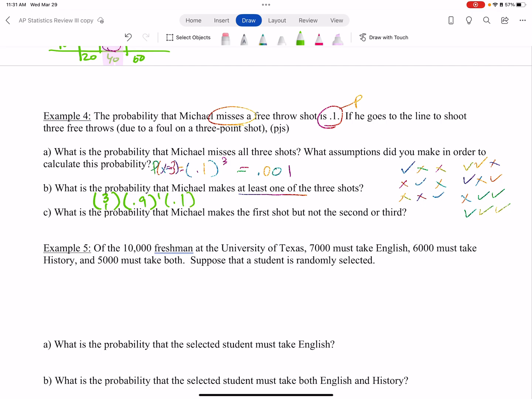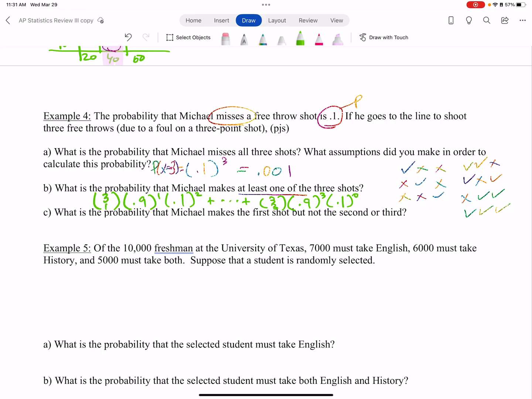If I make one, I'm going to be missing 2, all the way up to making all of them and missing none of them. So that would be what the formula would look like written out in FRQ.